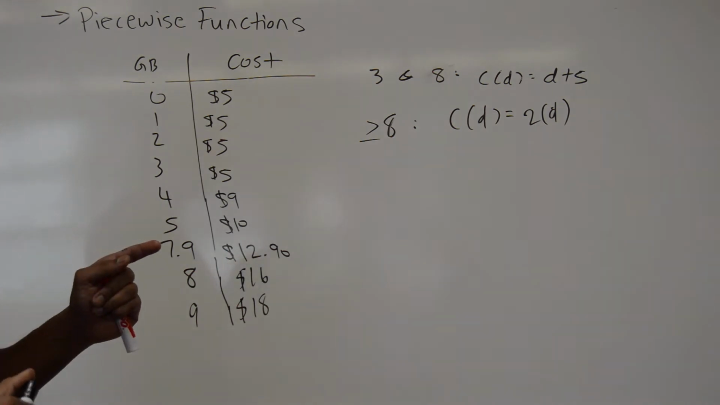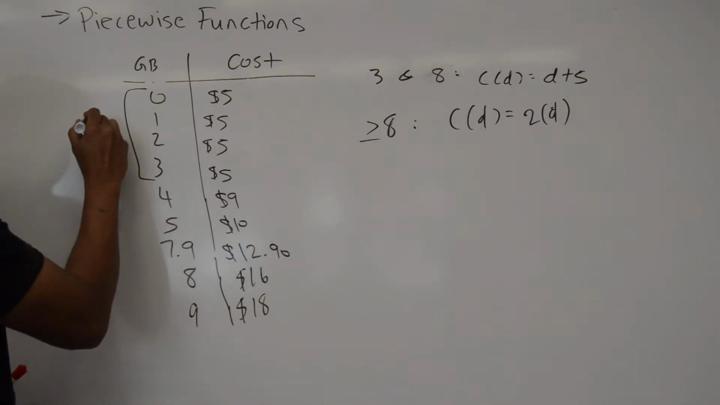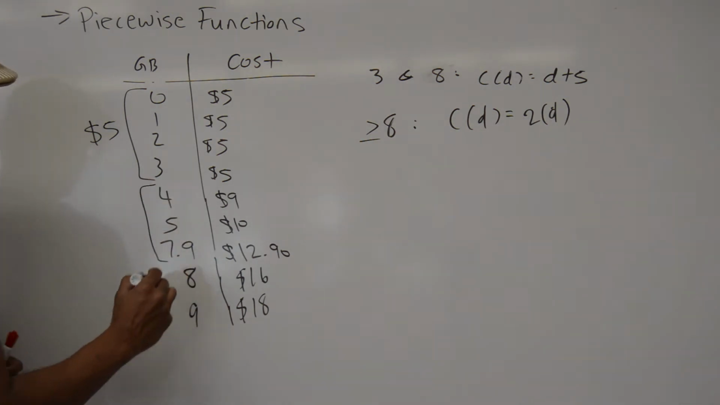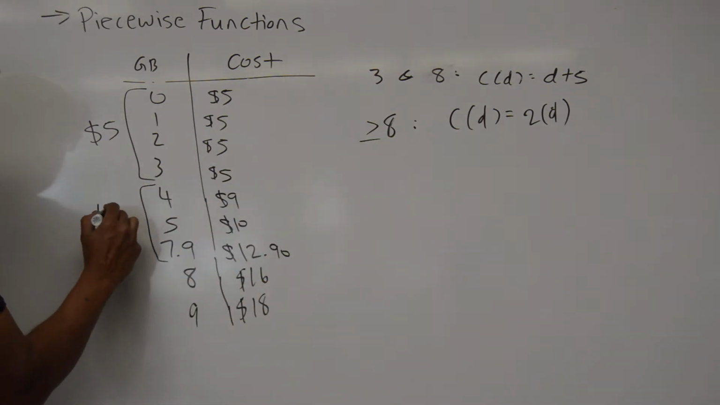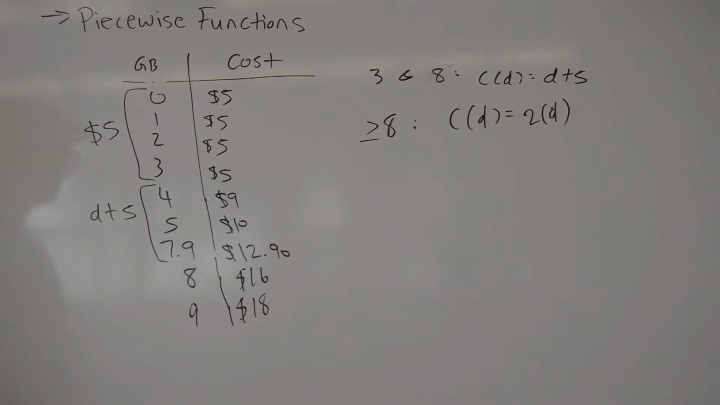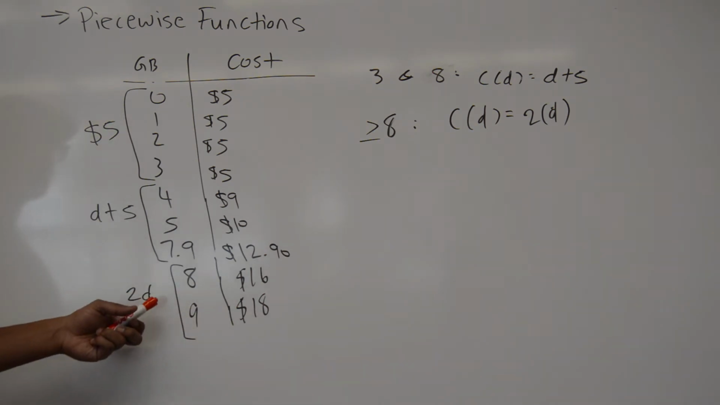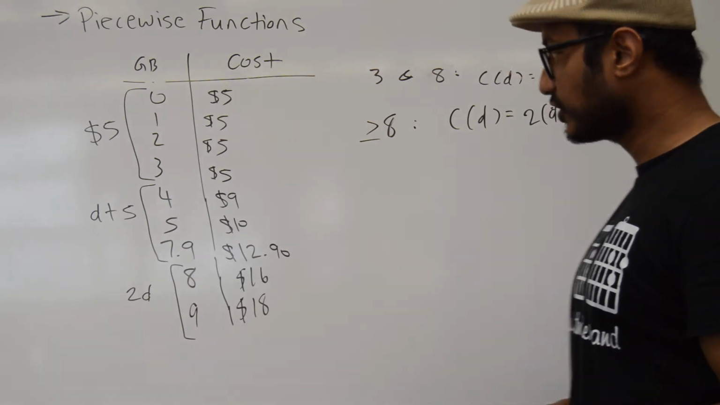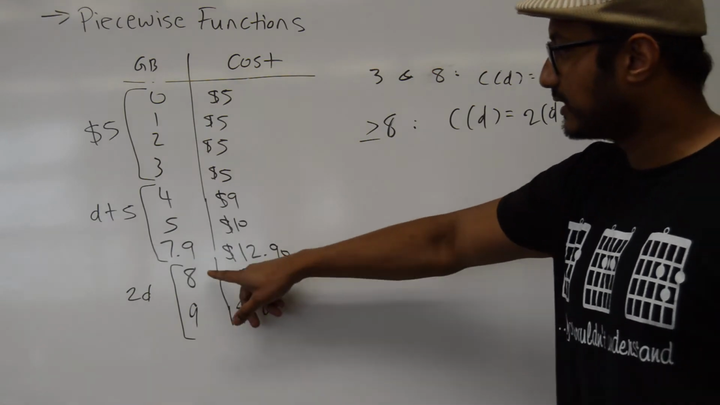So let's go over that one more time, because conceptually it's kind of hard to understand sometimes. If you use between 0 and 3 gigabytes, your cost is fixed. It's only $5. If you use anywhere between 3 and 8 gigabytes, so not 8, because 8 gives you a different function, your cost function is D plus 5. Whatever data you use, plus 5. If you take 8 gigabytes or more, then your cost function is 2D. So for 8, it's going to be 16. For 9, it's going to be 18, etc. This is an example of a piecewise function, because you use a different formula to calculate the cost at different values.